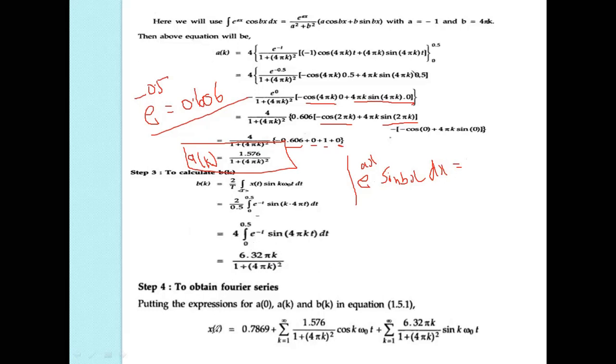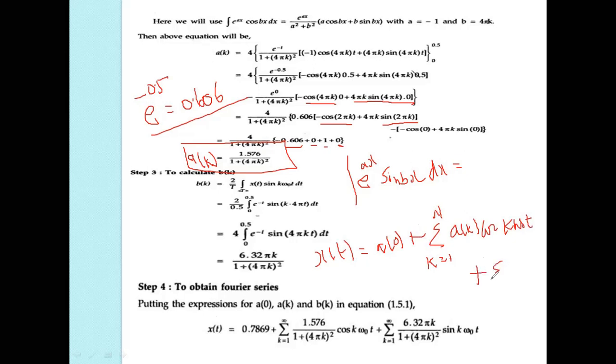And finally, you can write this expression a of 0, a of k, b of k in the trigonometric Fourier series expression. What is the trigonometric Fourier series expression? X of t is equal to a of 0 plus the sum of k is equal to 1 to n, a of k cos k omega naught t.